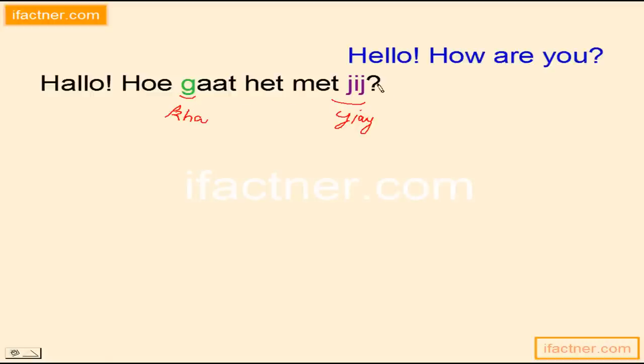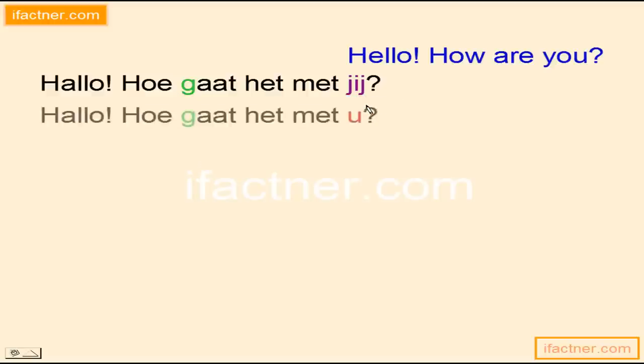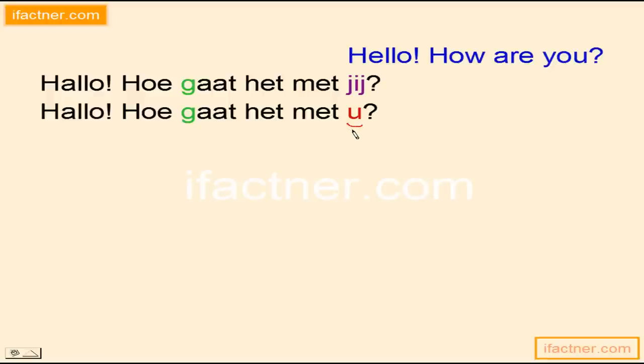It's an informal environment. When you are talking to a younger person, then you say jou. But when you are talking to an older person or to your boss, then you say u. Hallo, hoe gaat het met u? It's not you, it's u. In Dutch, it is pronounced as u.